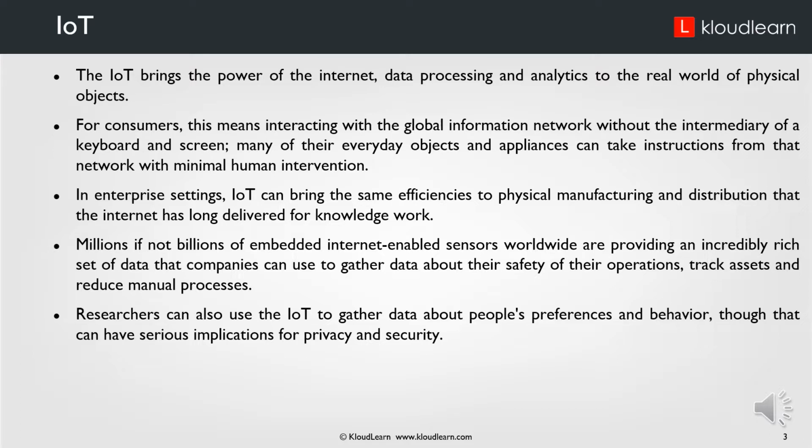In enterprise settings, IoT can bring the same efficiencies to physical manufacturing and distribution that the internet has long delivered for knowledge work. Millions, if not billions, of embedded internet enabled sensors worldwide are providing an incredibly rich set of data that companies can use to gather data about the safety of their operations, track assets, and reduce manual processes. Researchers can also use the IoT to gather data about people's preferences and behavior, though that can have serious implications for privacy and security.